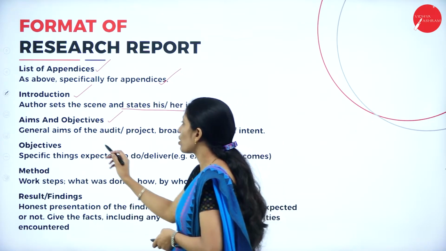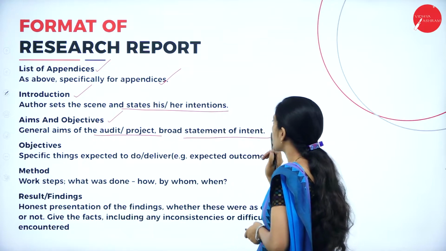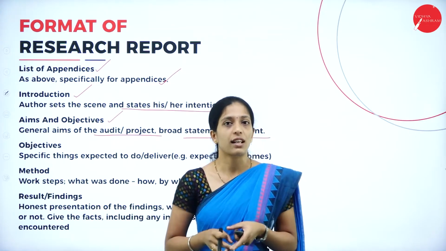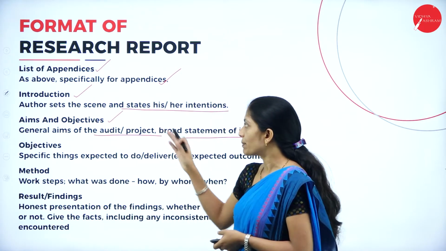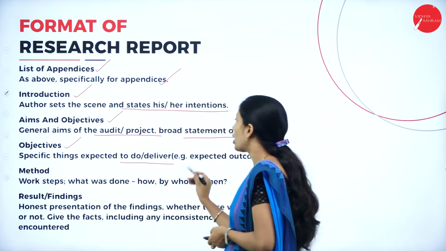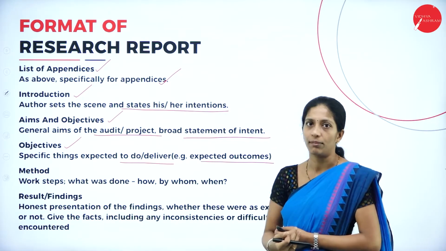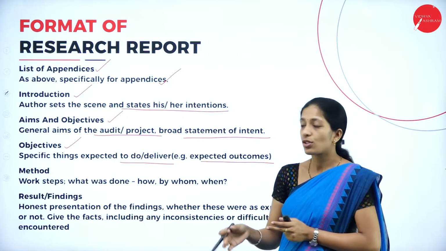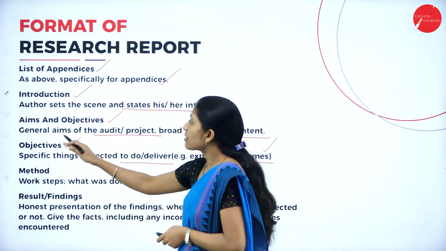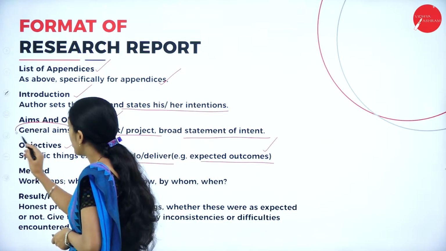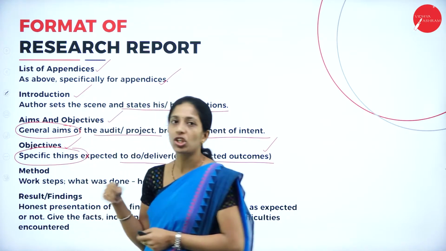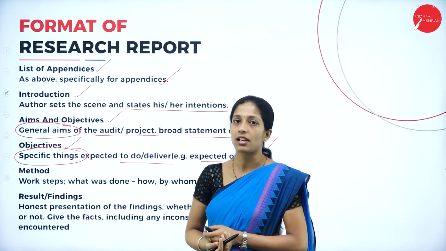That is the general aims of the audit or project, a broad statement of intent. What is the main intention of conducting the research activity? That is the aim. Next one is objectives: specific things expected to do or deliver, for example, the expected outcome. What would be the future outcome? This is the ultimate aim the researcher wants to reach. So, the aim contains general aims, whereas the objectives contain the specific things he wanted to prove at the end of his research work.